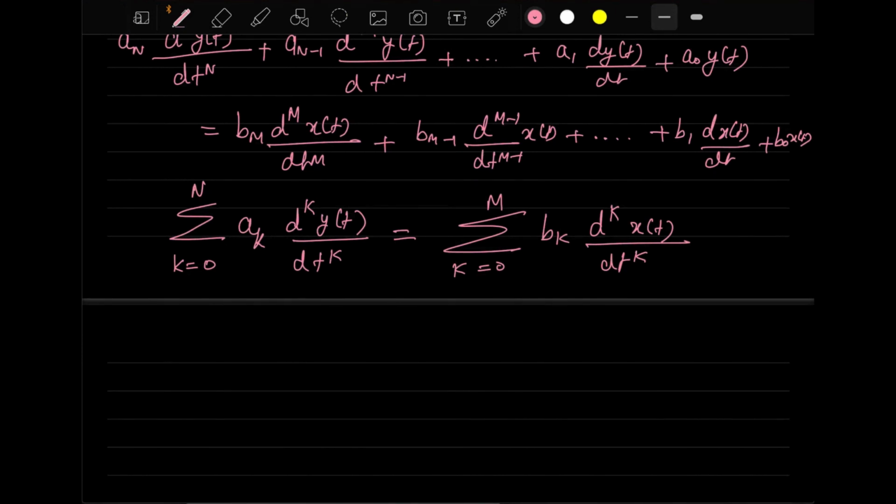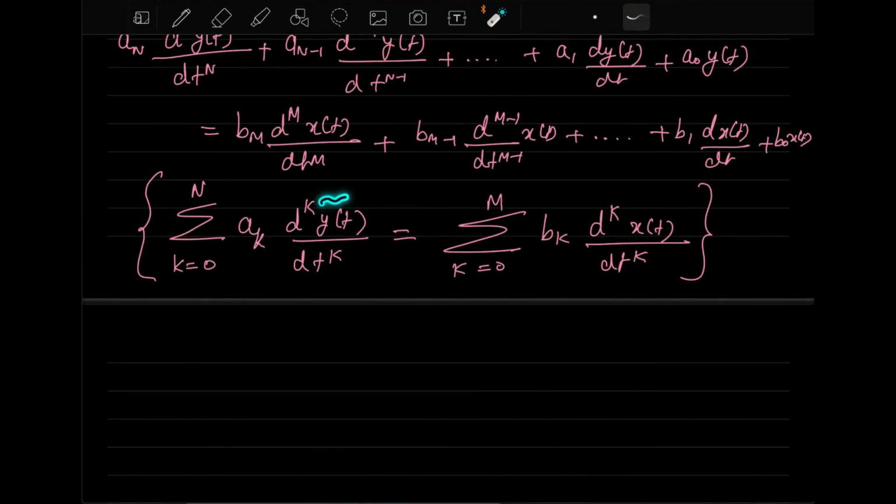This particular equation has a family of solutions. We have multiple solutions for this, but in order to find the unique solution we are looking for, the solution for this particular y(t), the initial values of the output signal and its first n minus 1 derivatives need to be specified. As you know, this differential equation can have multiple solutions, so the initial conditions are required so that we can get the unique value of y(t).